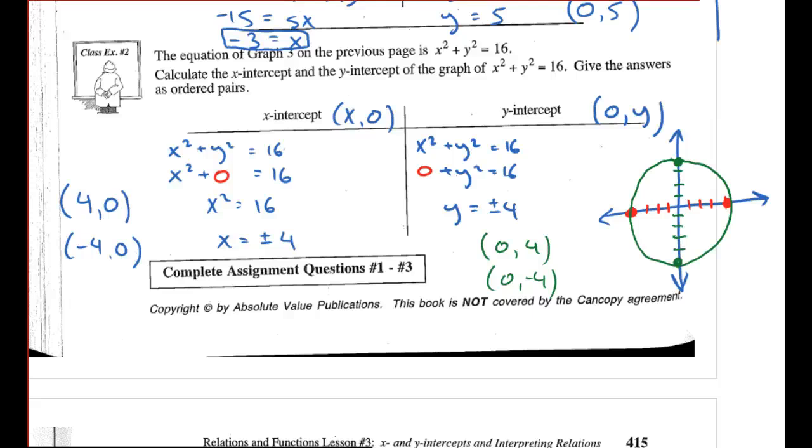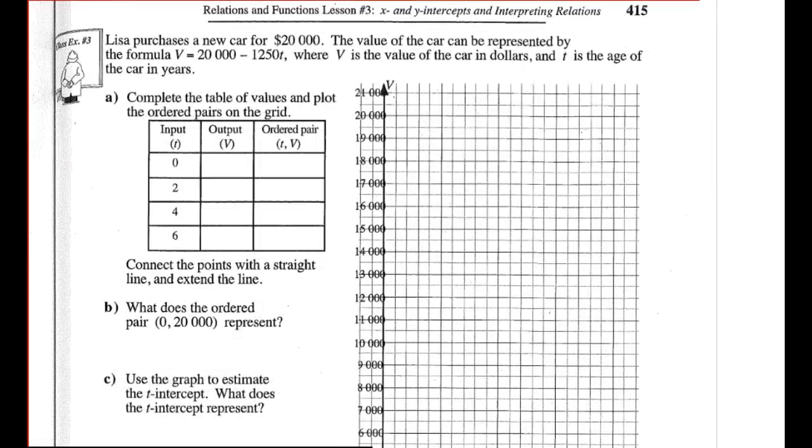All right, now let's do a practical example here. It says Lisa purchased a new car for $20,000. The value of the car can be represented by the formula V equals 20,000 minus 1,250 T. And this is now important, where V is the value of the car in dollars, and T is the age of the car in years.